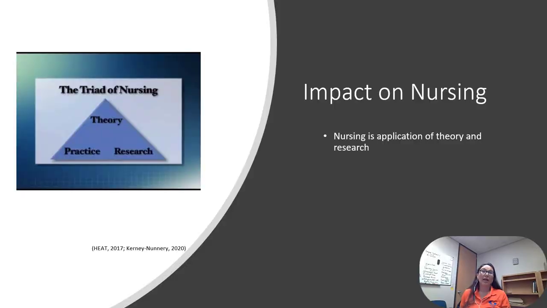The triad of nursing: you have theory, practice, and research. So you take the theory, you research the theory, you disseminate that knowledge through publication, then you apply that knowledge into nursing practice. So that is the impact of theory on nursing.